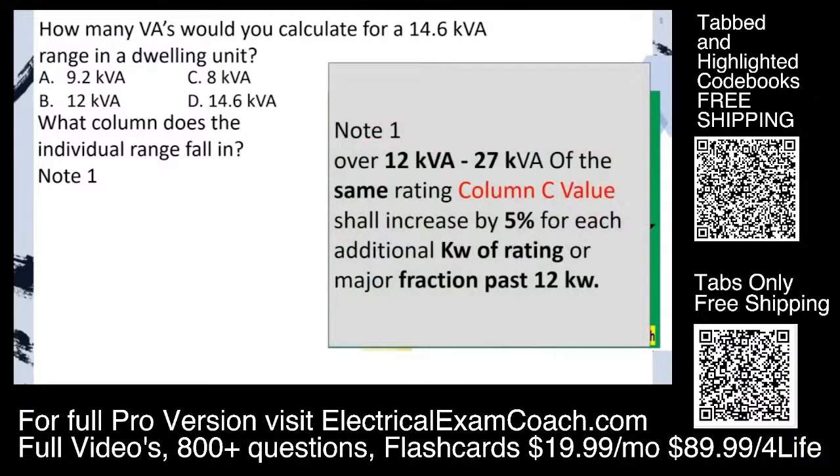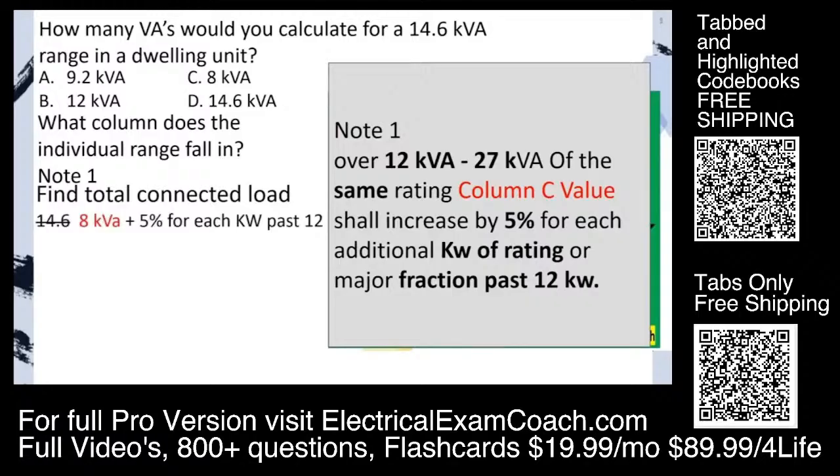Note 1 says that when you have ranges that are 12 through 27 kVA, what we're going to do is increase that column C value by 5% for each kW that we are past 12. Now that sounds really complicated, but I'm going to break it down piece by piece. Step 1 is find your total connected load. In this case, it told us to increase the column C value by 5%. So we start on the left-hand side and find our number of ranges, which is 1, and then we cross over and find the column C value, which is 8 kVA. It wants us to increase that number by 5% for each kW we are past 12. Well, we're 14.6 past 12.